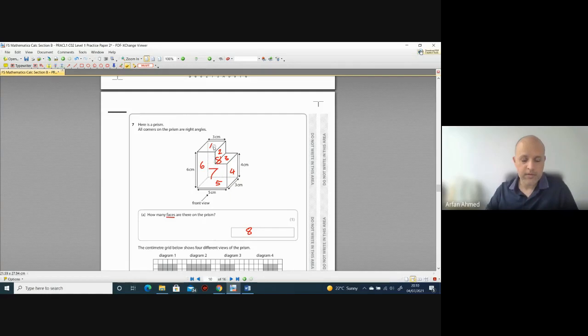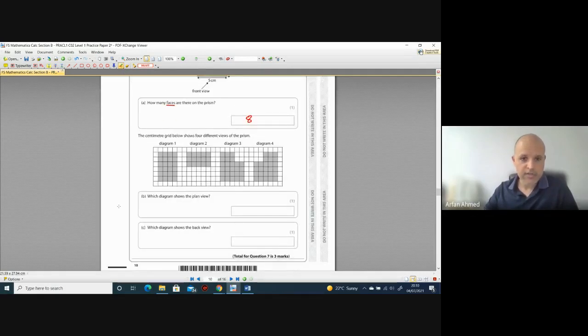Just make sure, if you can't visualize it, do label each one, and you will be able to see it. And do it in any order. I just did it in that order. Makes no difference. Then it says, same question. The centimeter grid below shows 4 different views of the prism, diagram 1, 2, 3, and 4. Which diagram shows the plan view?